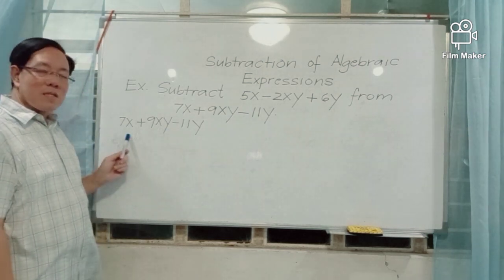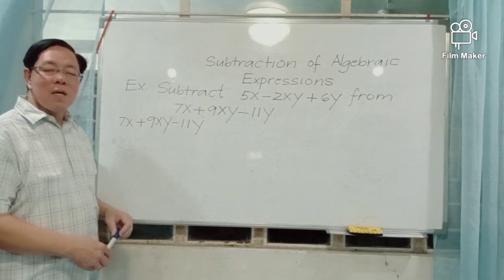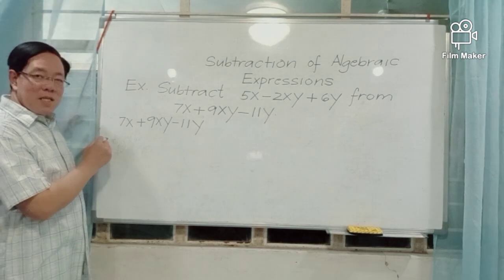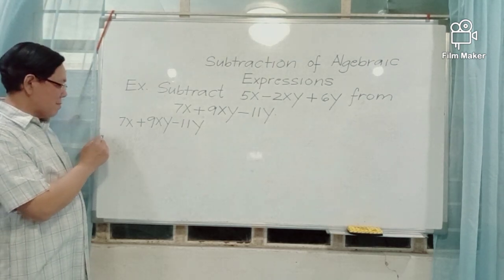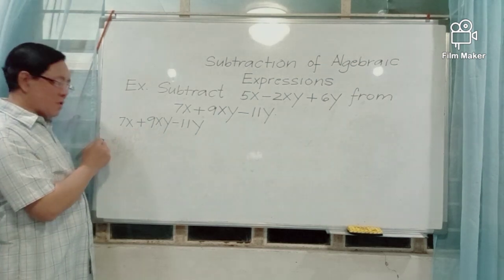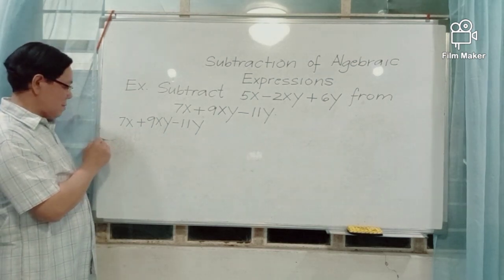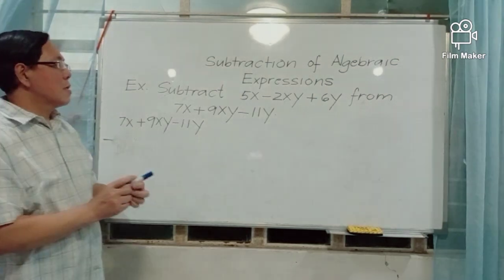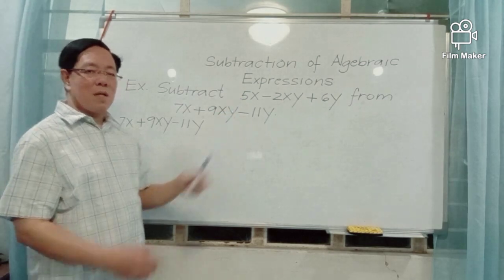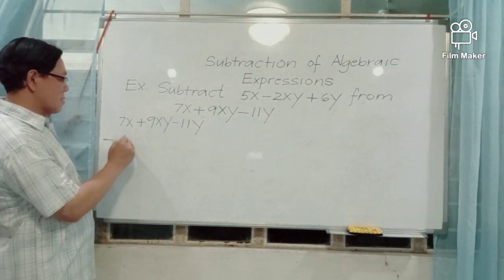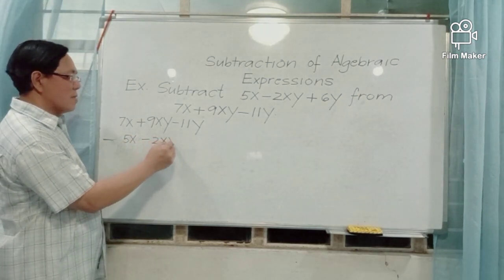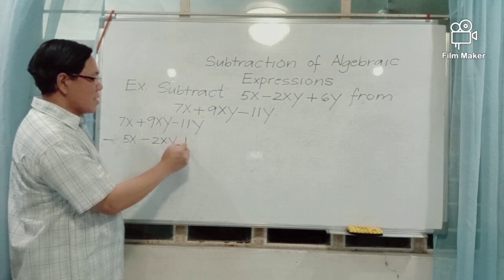And from this trinomial, we subtract. The operation for subtraction is indicated by the minus sign. From this trinomial, we subtract, we write minus the first trinomial, 5x minus 2xy plus 6y.